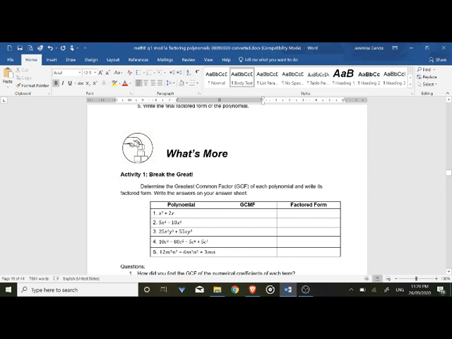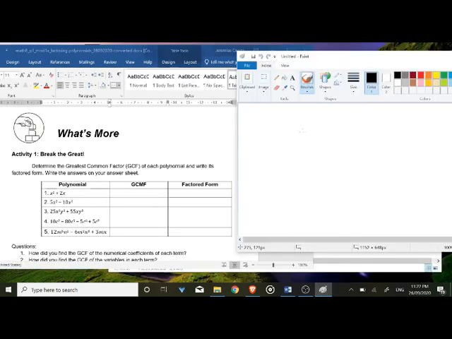Activity 1, Break the Grade, under ng What's More ng ating Module 1A of Mathematics Grade 8 Quarter 1 Week 1. Let us read the instruction. Determine the greatest common factor or GCF of each polynomial and write its factored form. I will show the solution of the answer.